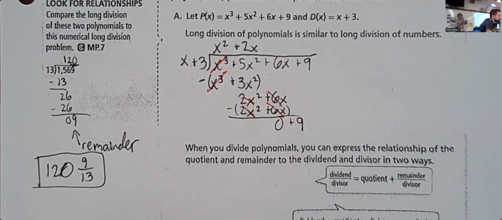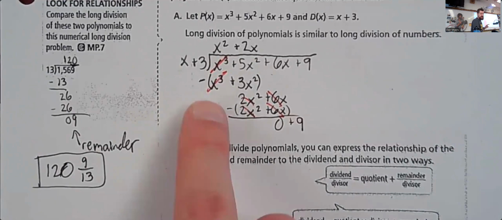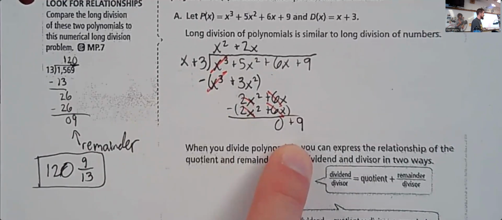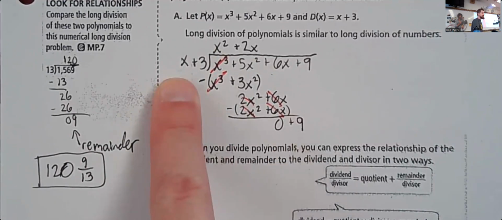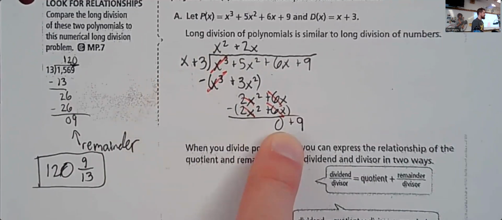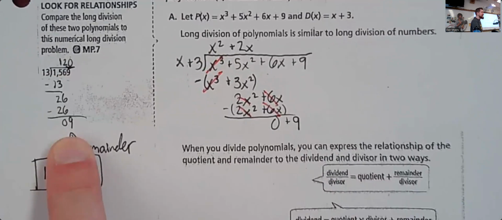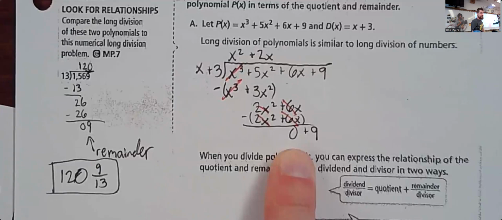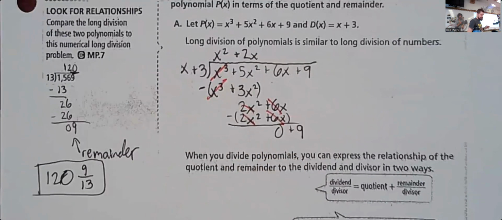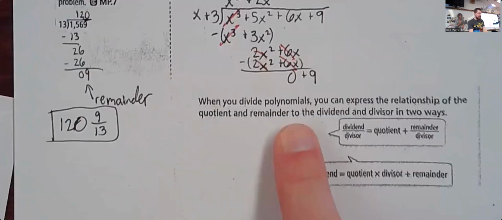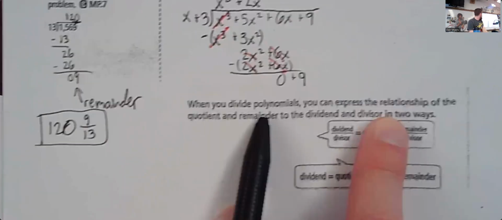And so our question here is, the question is not how many times does 3 go into 9, because that's not what we're dealing with. We're dealing with x. Can you multiply x by something to make it equal 9? No. That's like asking this question over here. How many times does 13 go into 9? It doesn't. How many times does x go into 9? It doesn't.